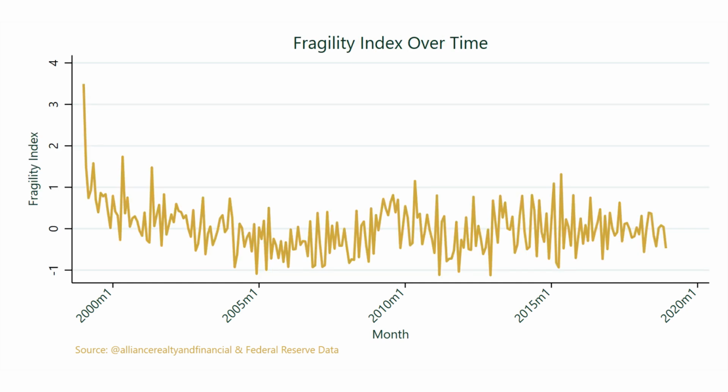Here, we introduce the Fragility Index, our measure of underlying economic stress. It blends liquidity conditions, balance sheet pressure, and macro financial signals into one powerful composite. Notice how systemic stress spikes early in the sample and then settles into a more stable pattern. These swings are exactly what drive our downstream modeling and simulation work.